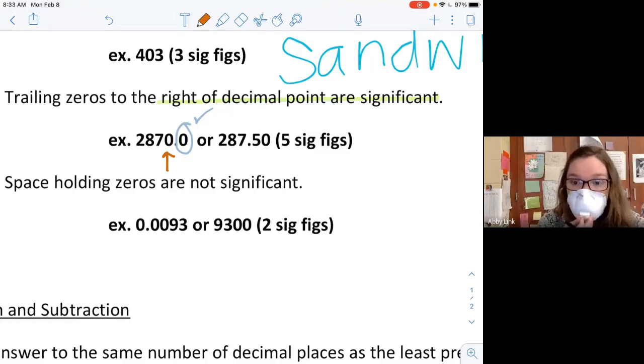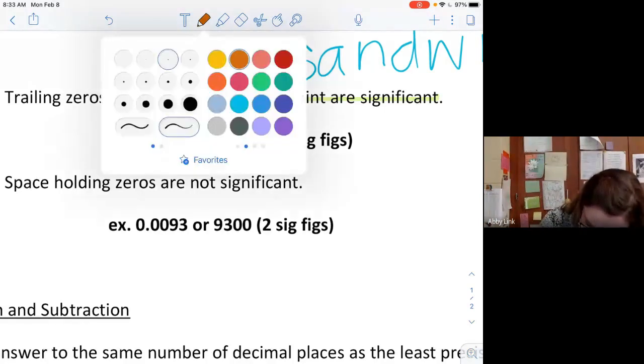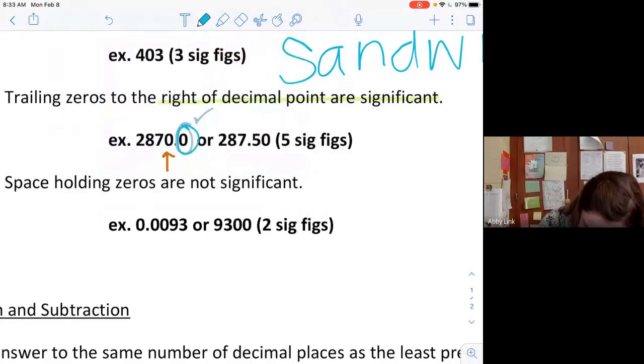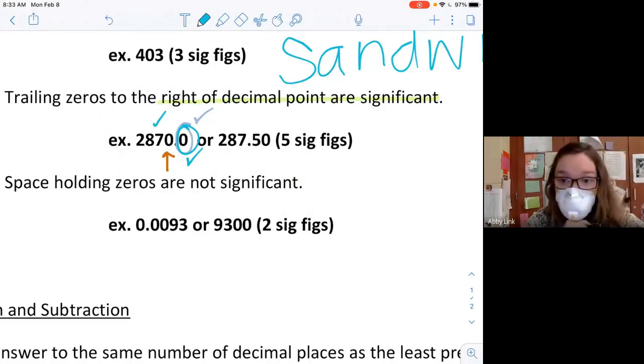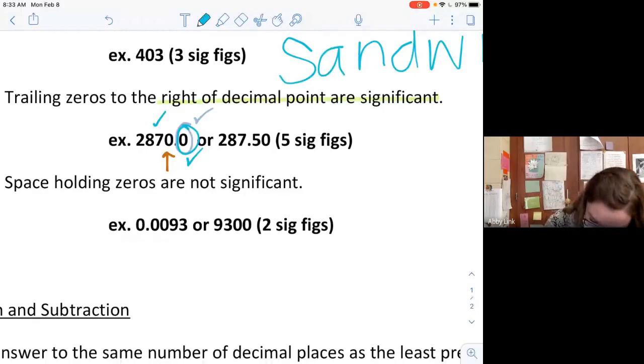So you might be saying, well, it has to be sandwiched between 2 sig figs. Okay, it is though, because this 0 here is significant, and this 7 is significant because it's a non-zero digit. So we've got a sandwich situation with the 0, okay? So we would say 5 sig figs in this number.